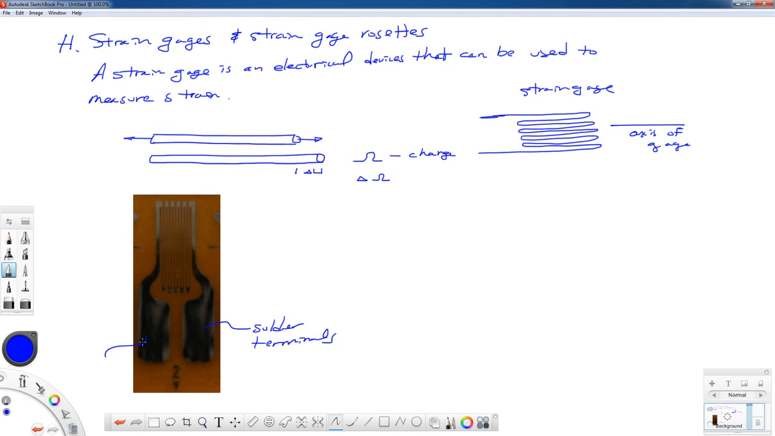If you've taken a class in circuits, you might have heard the term Wheatstone bridge. Well, Wheatstone bridge is often used in measuring these very small changes in resistance. So you see it's looping back and forth. And again, this axis of the strain gauge in this case goes vertical, so that means it measures the strain in the vertical direction.